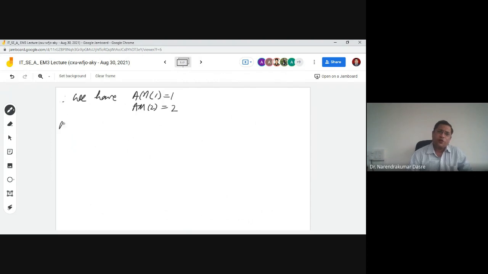Okay. Now we have to find the geometric multiplicity. So what we can do is, now for lambda is equal to 1.